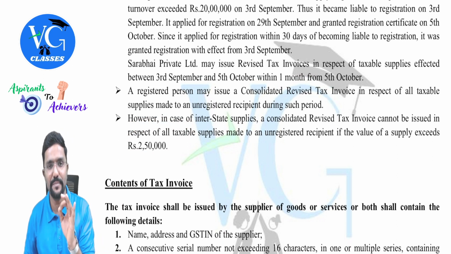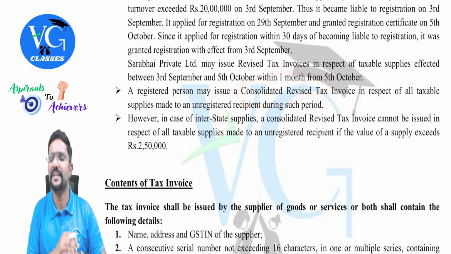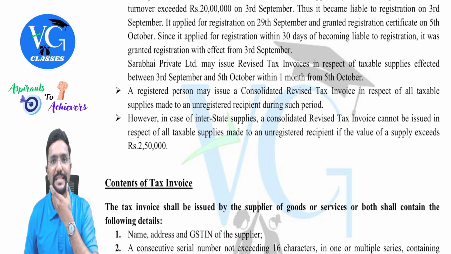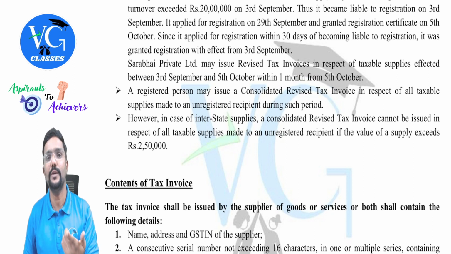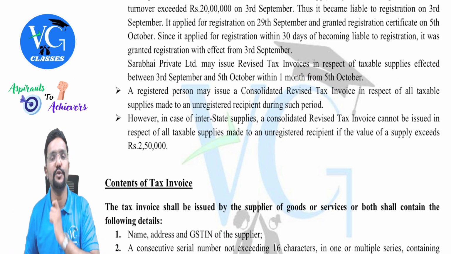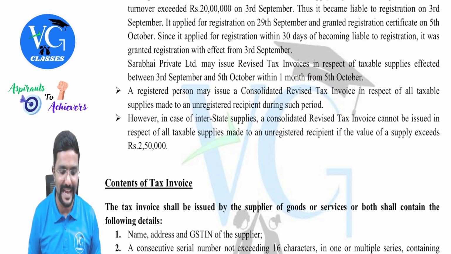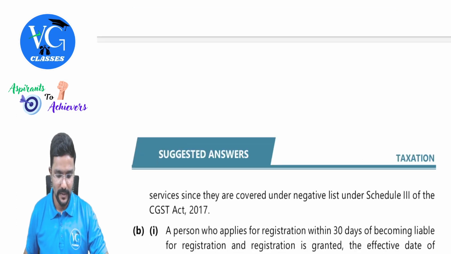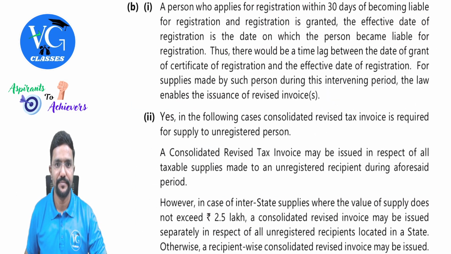Is that clear? I repeat. If the recipient is unregistered and if it is intra, always you can issue consolidated revised tax invoice, irrespective of the value. And if it is inter, check the value. If value is less than or equal to 2,50,000, yes, we can issue consolidated revised tax invoice. And if the value is more than 2,50,000, no, we cannot issue consolidated. We need to issue individual revised tax invoice for each supply. Chalo, we will see the answer.